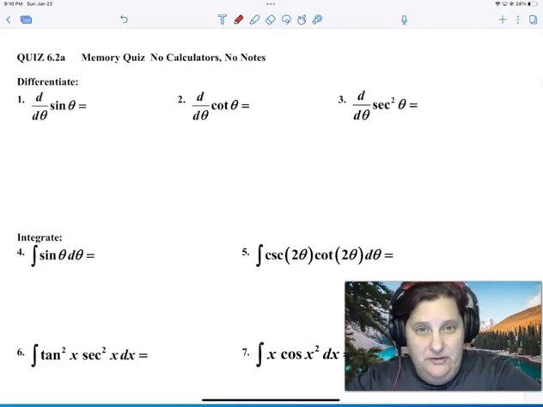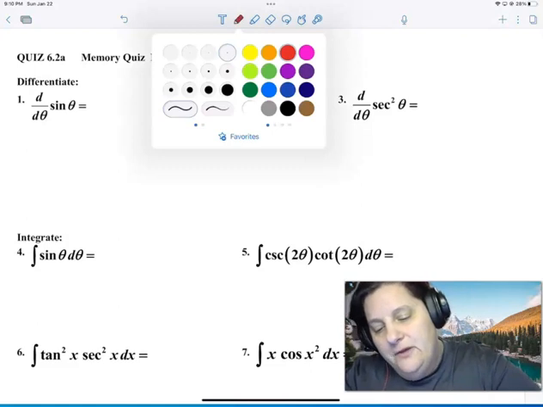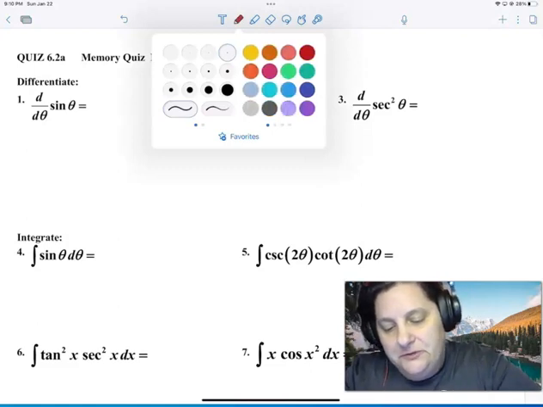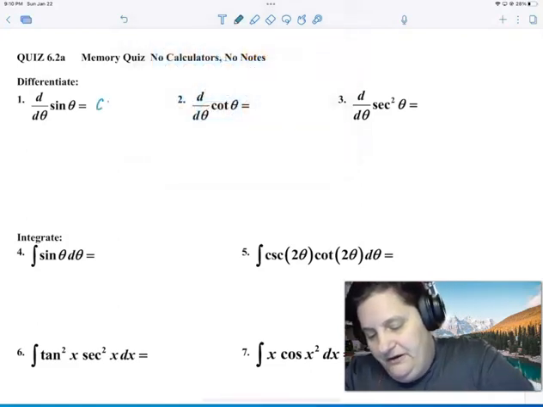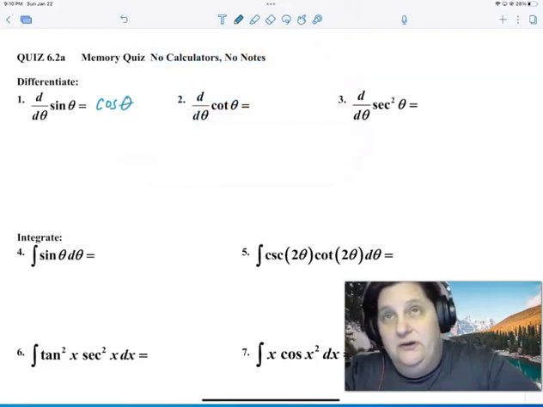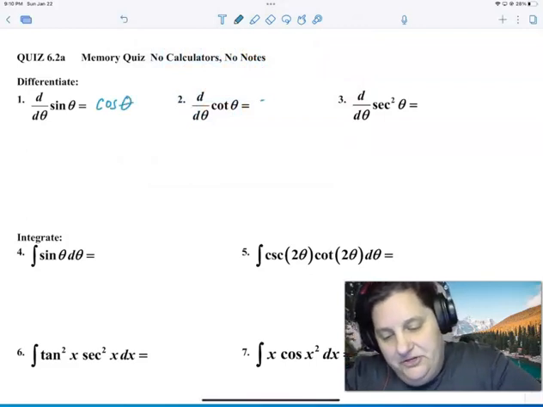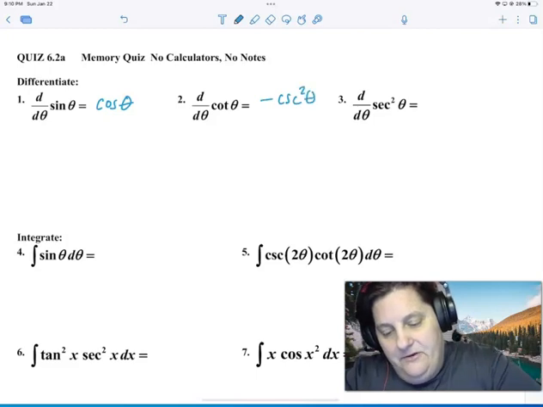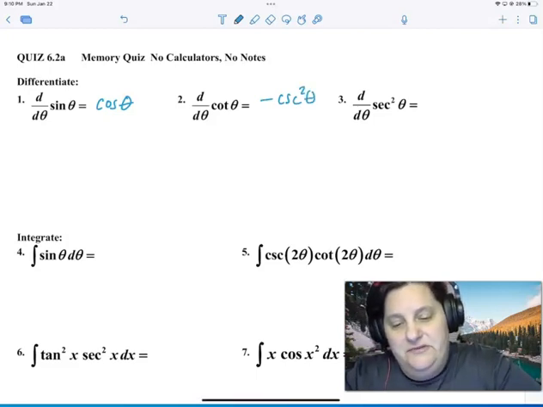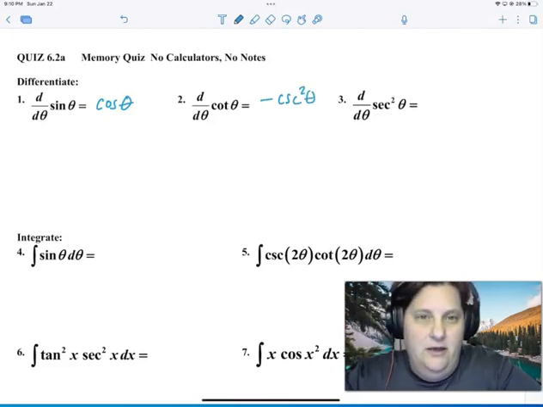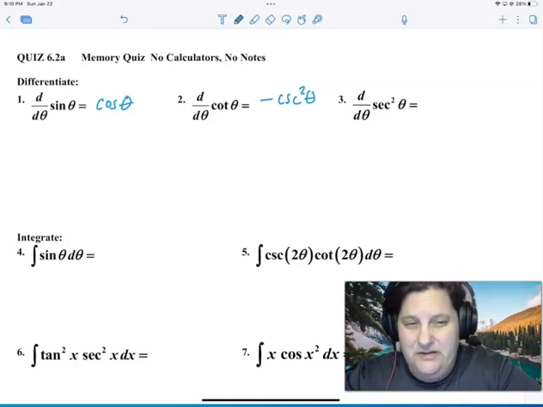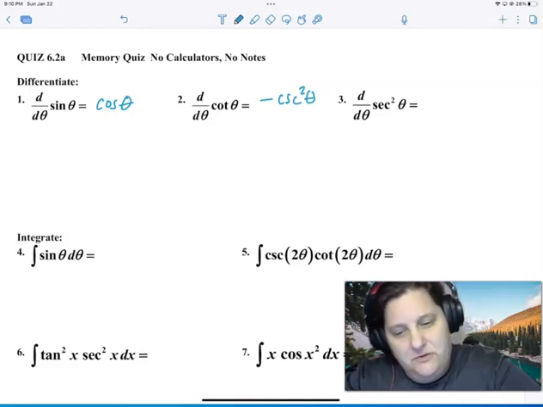Memory quiz. No calculators, no notes. This is good. We should have done this in class, but that's all right. Okay, check it out, guys. Let's do derivative of sine, cosine. Derivative of cotangent, negative cosecant squared. Derivative of secant squared. Now, the integral of secant squared is something, but the derivative of secant squared, no.